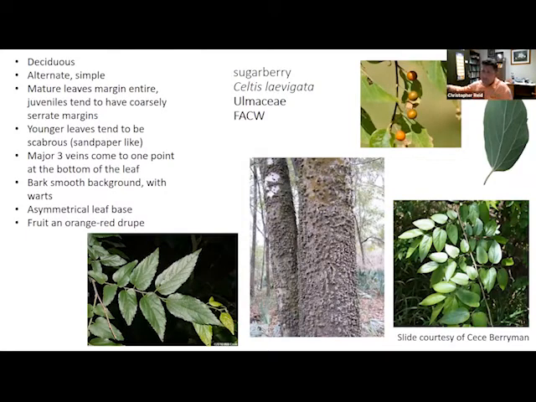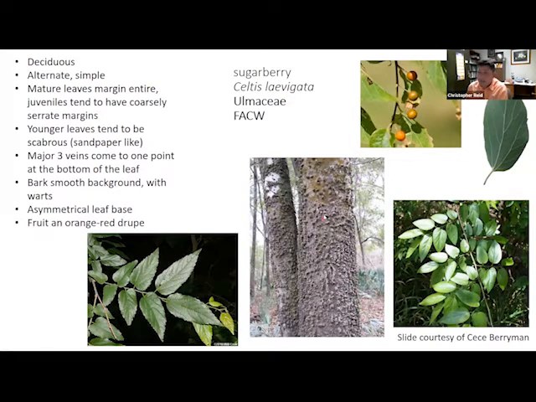All right, sugarberry, another super dirt common tree. Another deciduous tree. Unlike maples, it's alternate leaf arrangement, alternate simple. The leaf shape, if you look at these down here, is widest below the middle, and it's relatively slender, kind of like the tip of a spear, so it's lanceolate. The margins vary from entire to coarsely serrate like this.